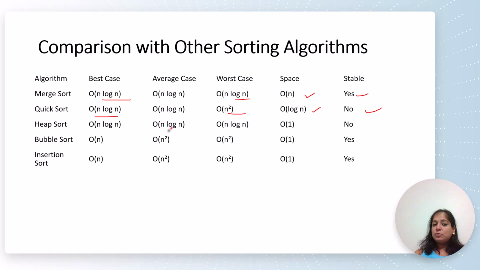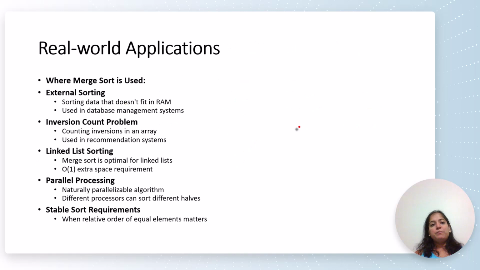Heap sort is also big O of n log n. It is again a very good algorithm and its space complexity is big O of 1, but it is not stable. And bubble sort, as we have seen already, is big O of n squared. Insertion sort we have already seen, these are big O of n squared.